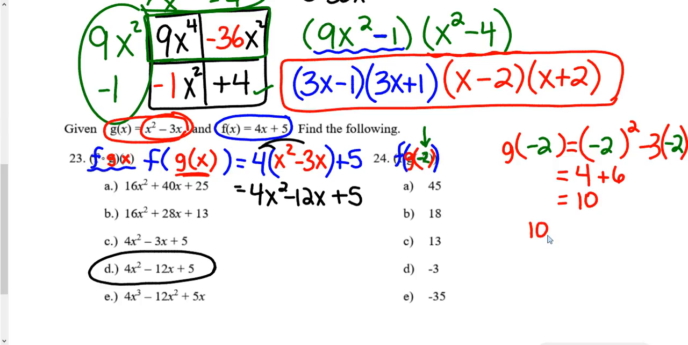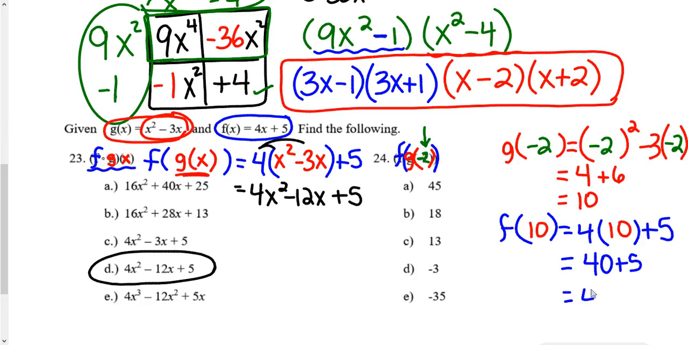Now I'm going to take that 10 and plug it in to f. So f was 4x plus 5, and I'm going to plug in 10 for my x. And I'm going to simplify that. 4 times 10 is 40, and 40 plus 5 is 45. And that was answer choice A.